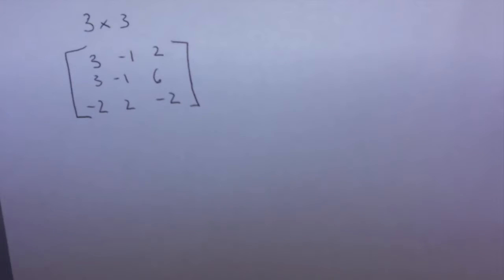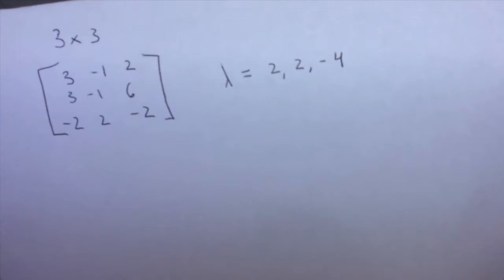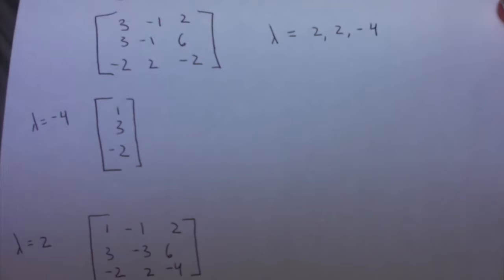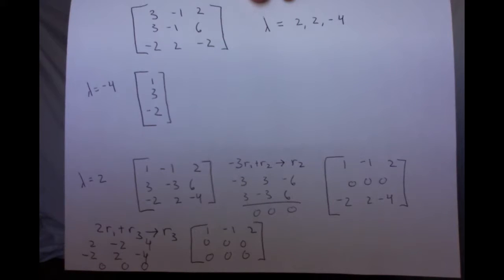Here's a quick example of a 3 by 3 case where having a repeated root really doesn't affect you at all. This 3 by 3 has eigenvalues 2, 2, and -4. For -4, you would find your eigenvectors the usual way. That's not interesting. Here it is, 1, 1, -2. But for 2, you would plug it into A minus lambda I, and you end up with 1, -1, 2, 3, -3, 6, -2, 2, and -4. Then you would row reduce.